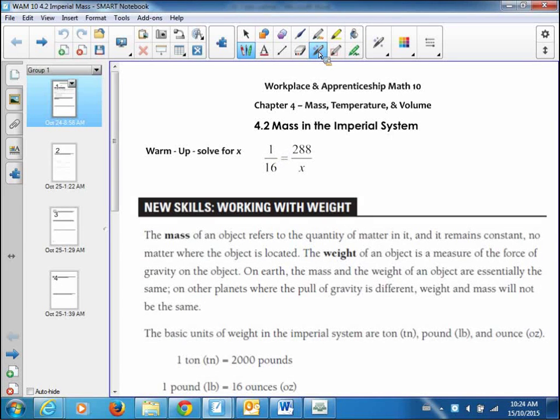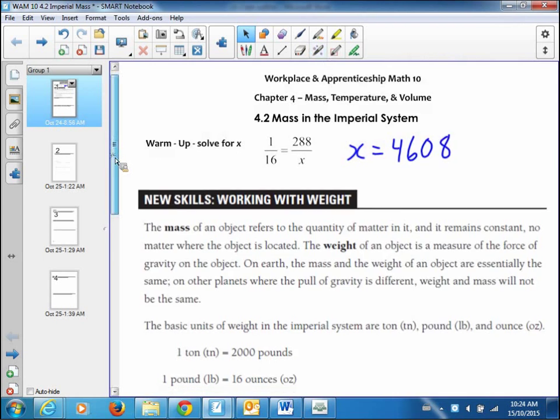Make sure you're, and I'm talking as if other people are watching the video, Janelle, make sure that you can always solve that kind of equation. In this case, Janelle, you got it, right? Huge number? 4,608. And we're going to use that skill all through.